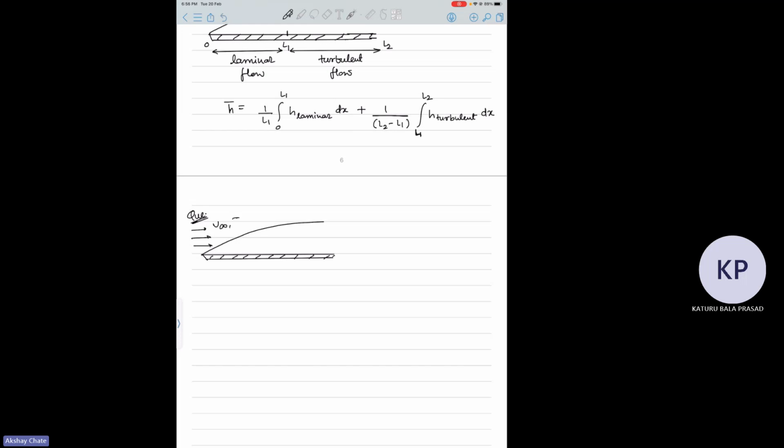This U infinity, T infinity are what you call free stream velocities. Your plate is at 90 degrees, and your infinity temperature or the ambient temperature is around 20 degrees.